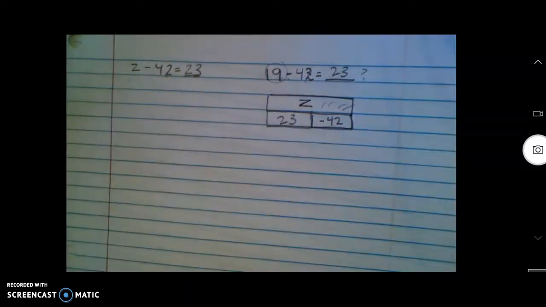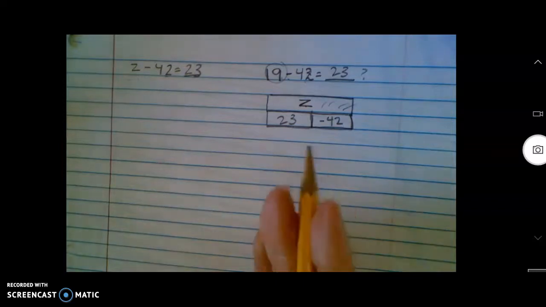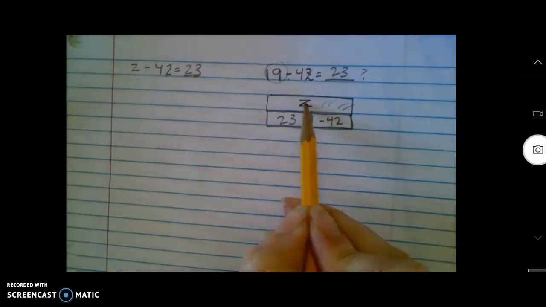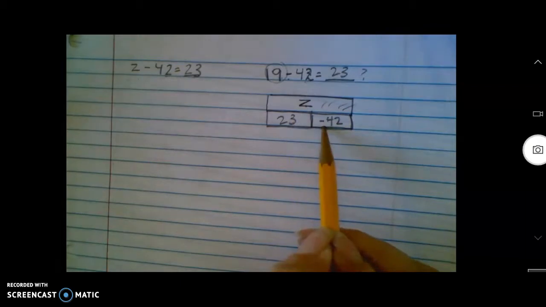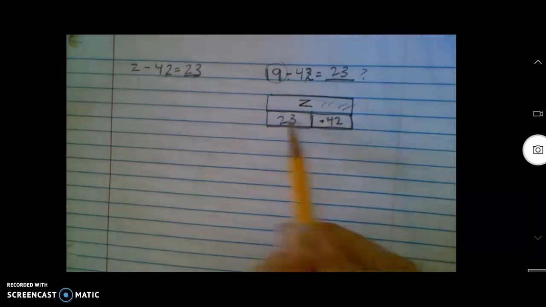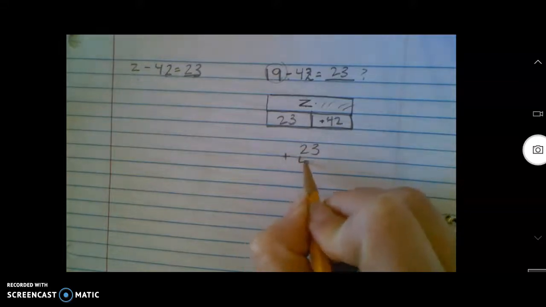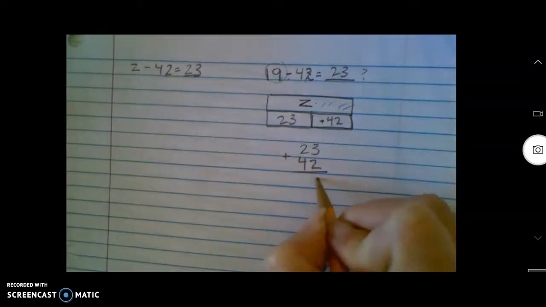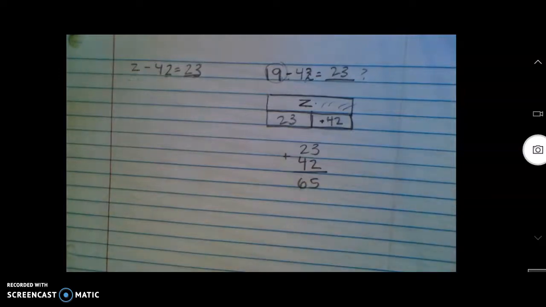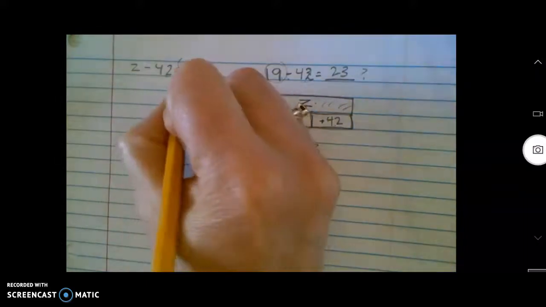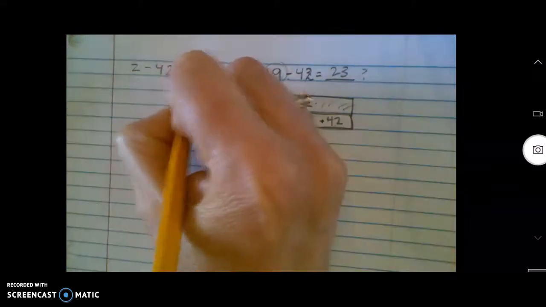We have 23 left. So right here, when we make this tape diagram, it is perfect to see z is 23 plus this 42. That's what makes up the z. So if I do 23 plus 42, I get 65. If I look at it algebraically, what did I do over here? I had 23 plus the 42.